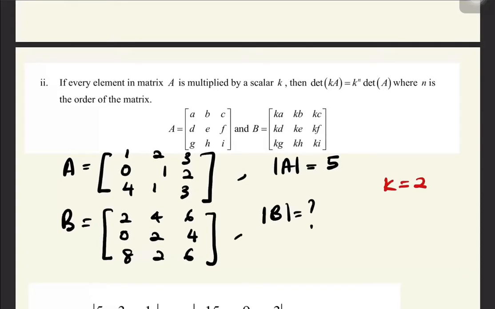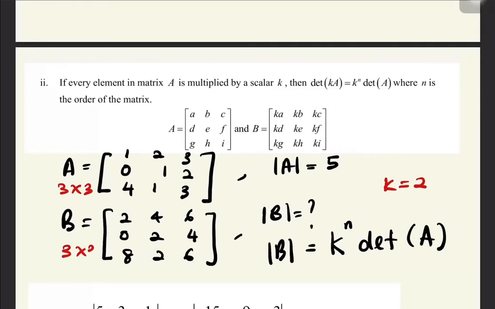Therefore, by using the second property, you can simply get the determinant of B, which is equal to K to the power of n determinant of A. What is your n here? Since this is a 3 by 3 matrix, your n is equal to 3. So the determinant of B is equal to 2 to the power of 3 multiplied by 5. So you will have 40.